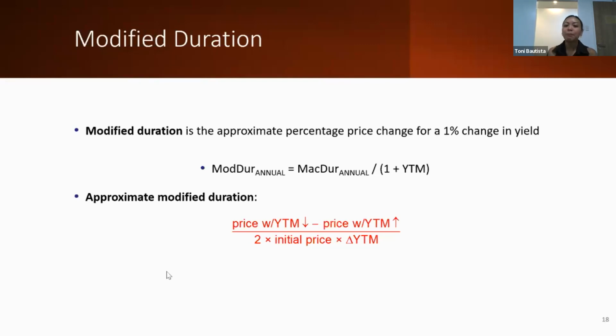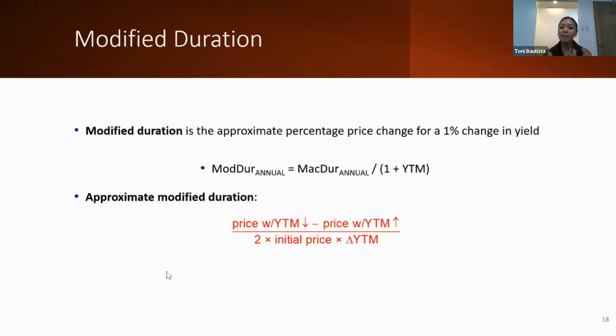So it is the approximate percentage change in price for a 1% change in yield. As it is, in Treasury, we would normally look at modified duration and approximate modified duration in order for us to see the sensitivity of the bond to yield changes. And we would normally use this in order for us to calculate our potential gain or loss in our bond holdings, depending on our prognosis on yield movements.